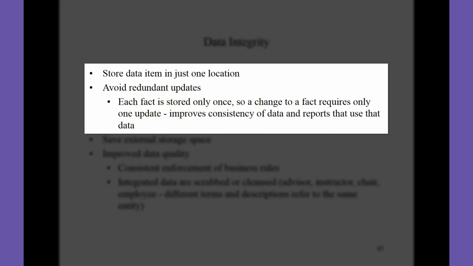To achieve data integrity, we store each data item in just one location. We avoid redundant updates as a result of storing the value only once. Thus, each fact is stored only once. Then, if we require a change to that fact, such as a person's address changes, that they lived here and now they live there, it requires only a single update. The benefit is that it improves consistency of data and the reports that use that data.